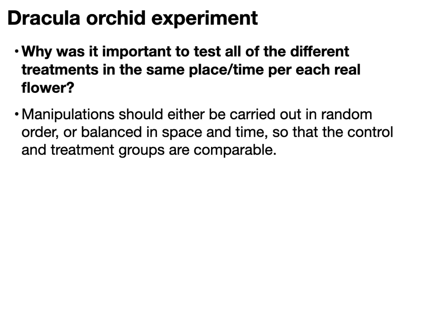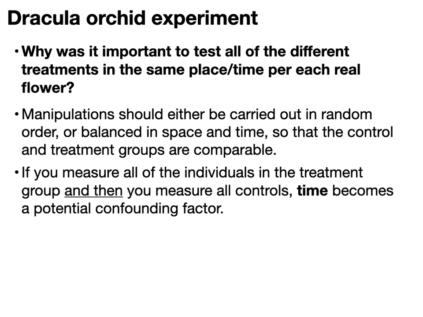Why was it important to do that in the same trunk of the tree at the same time? Well, it's because manipulations need to be balanced in space and time so that the control and treatment groups are truly comparable. If we did the study differently, let's say we measured all of the treatment groups on one tree, and then measured all of the controls on a different tree. Or let's say we measured all of the treatment groups on one particular day and then all the controls on a different day. Well, then location or time would become a confounding factor. And if fly activity varied in space or in time, our results might not be testing what we think they're testing. We'd be introducing bias by doing that.